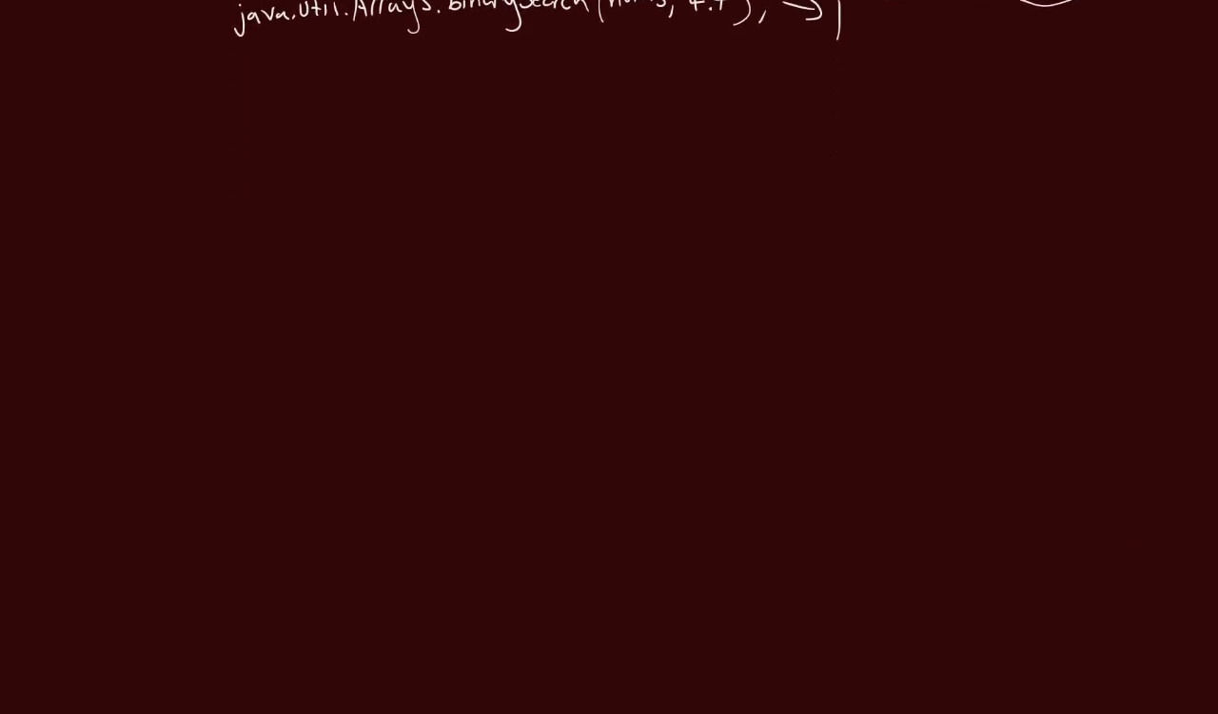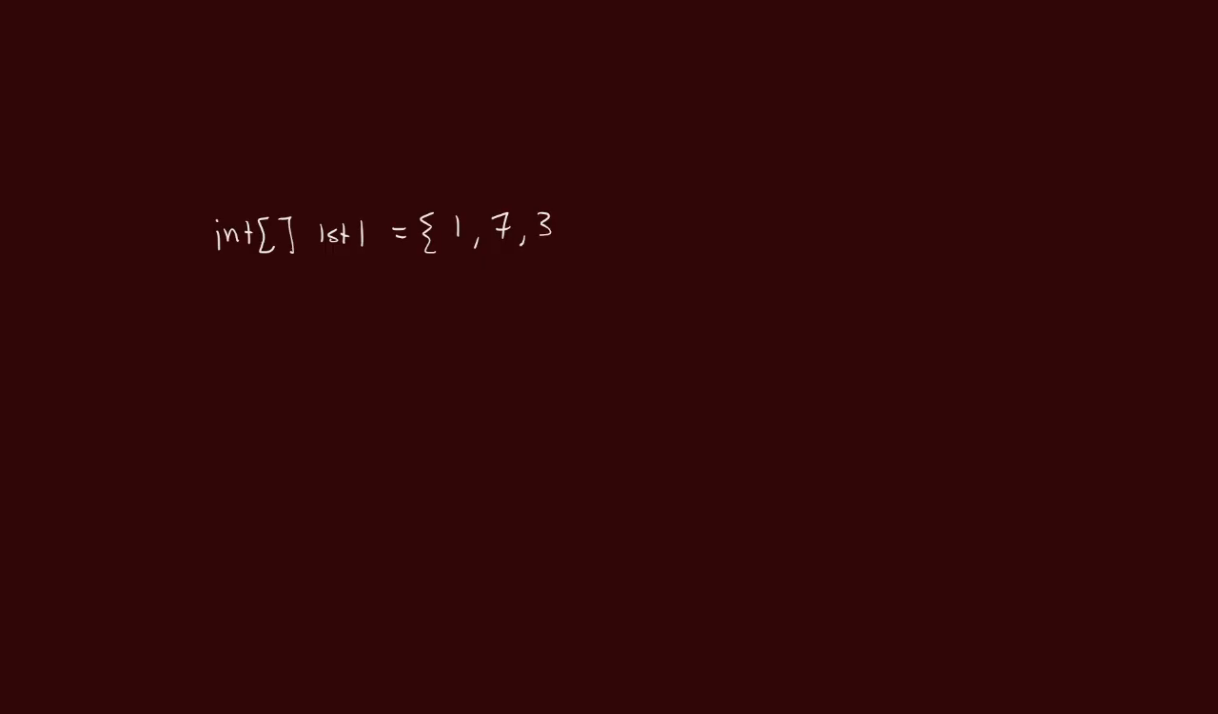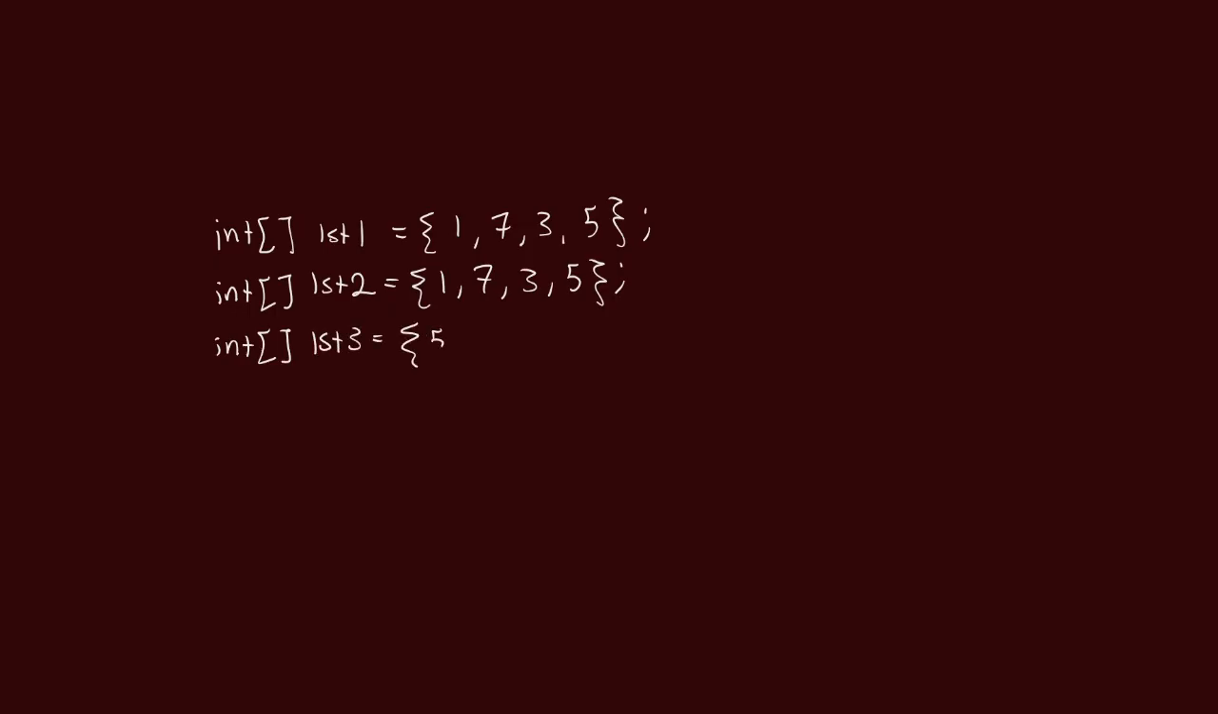Now let's say there are these three arrays. int list1 is equal to 1, 7, 3, 5. Then we do int list2. It's also 1, 7, 3, 5. Then we do int list3. It's 5, 0, 9, 1.